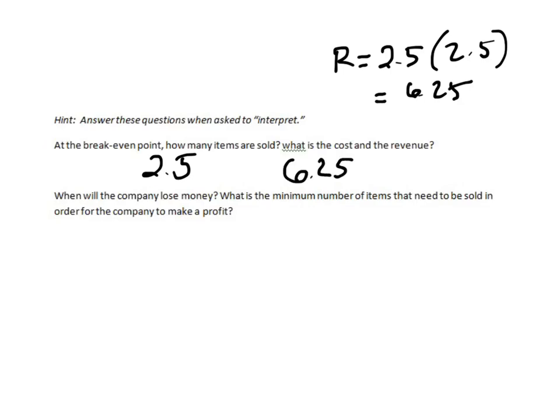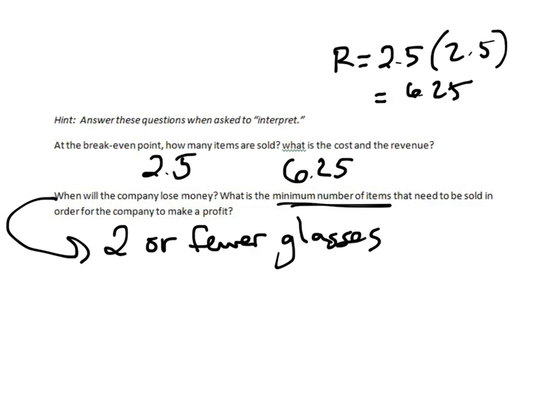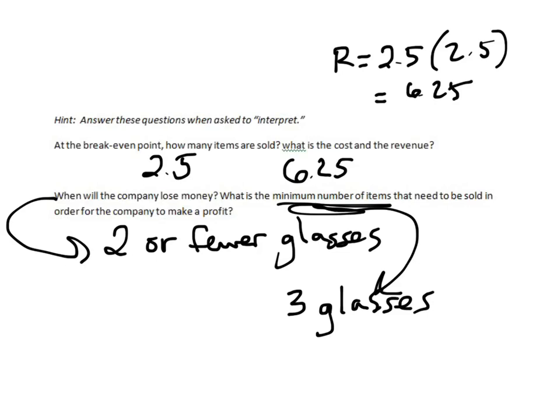All right, so notice in this case we do have a decimal, so we have to think about if that's possible. So in this case he's selling glasses of lemonade, so he probably would not be able to sell 2.5 glasses. So he'd have to sell more than that to make a profit, and any less than that he would lose money. So if he sells 2 or fewer glasses of lemonade, then he'll be losing money. And then the minimum number to make a profit would be the next whole number, which would be 3 glasses of lemonade. So he's never actually selling the number of glasses necessary to break even.